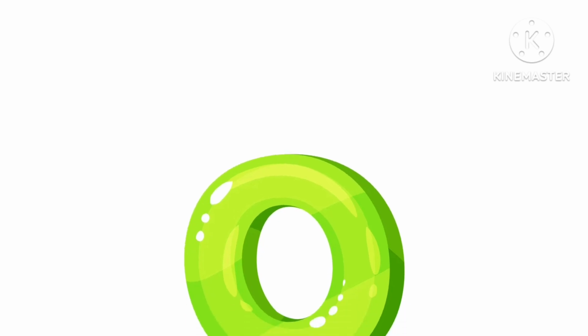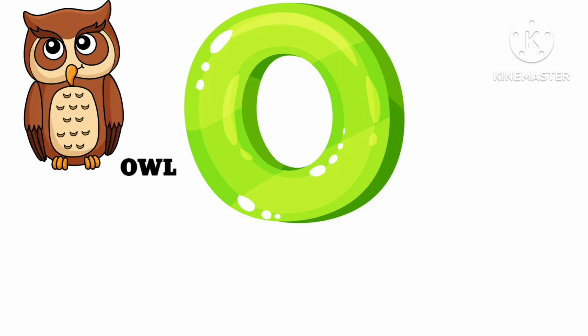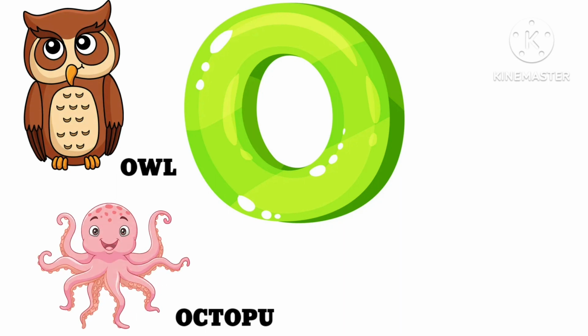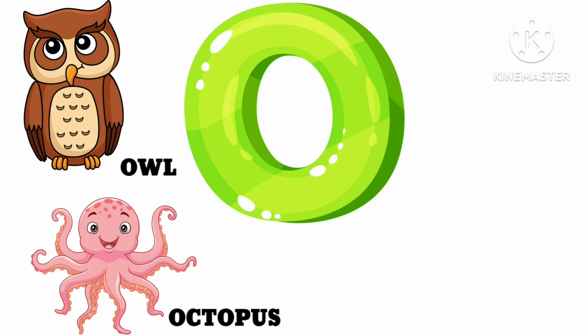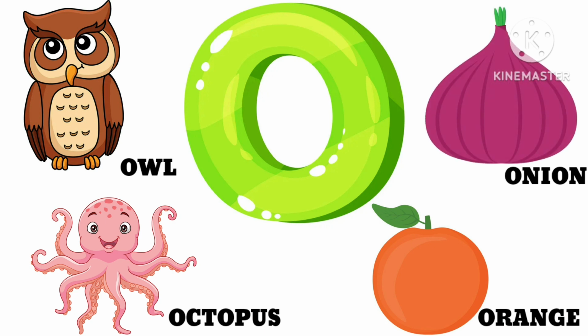This is alphabet O. O for owl. O for octopus. O for orange. O for onion.